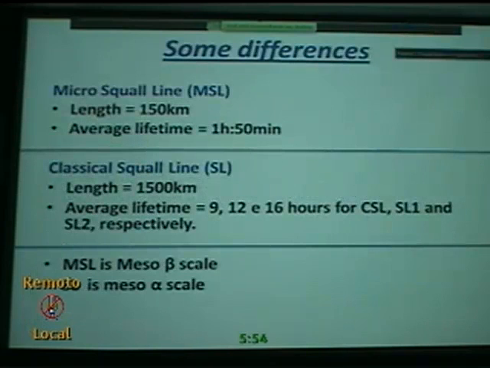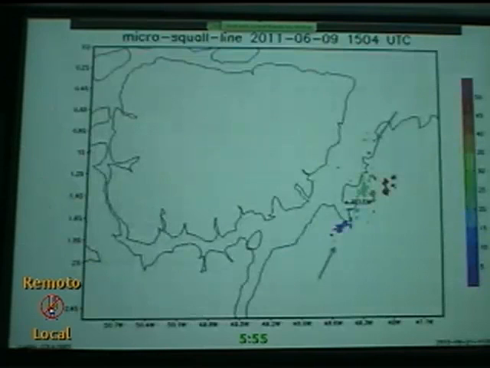So there are some differences between this squall line and the micro squall line. The length is 150 kilometers, and this one is 1,500 kilometers. And the lifetime is large compared to this. So we see this is a mesoscale case, and when you compare these, this is almost a synoptic system. I decided to bring this to show you how this system formed in Belém.